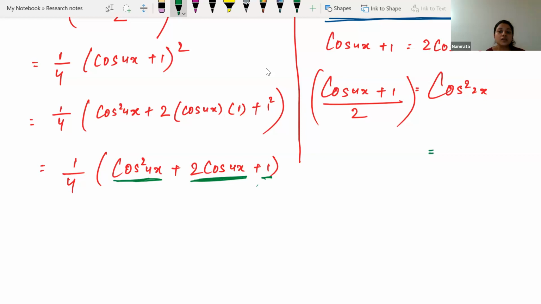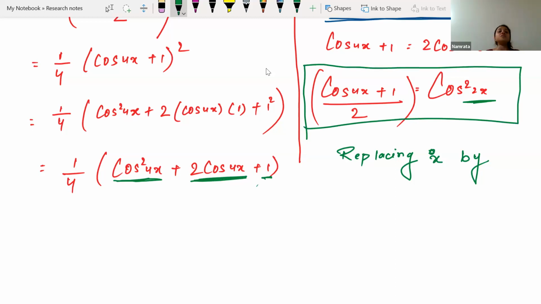So here, the same formula, replacing x by what we need? We need 4x. We need 4x over here. In the same formula, whatever we have taken out earlier, I am going to take the same formula again. But now what we need? We need cos square 4x. Here the formula which we have made in the rectangular box, this formula is cos square 2x. So to make it 4x, on the right hand side, I am going to replace x by 2x.